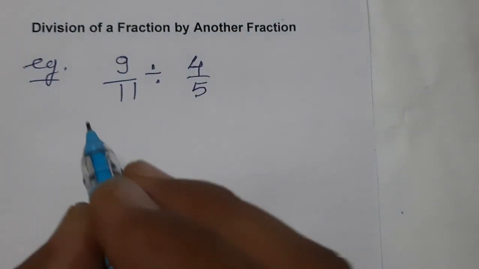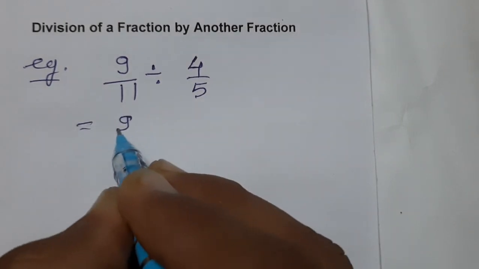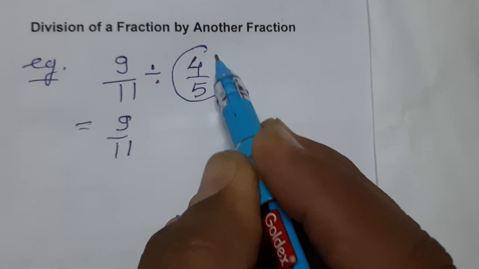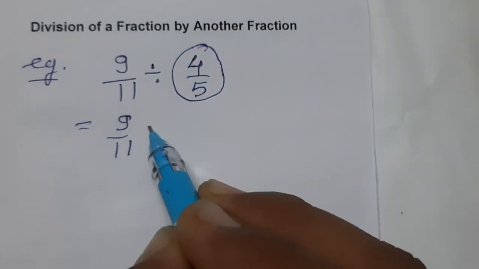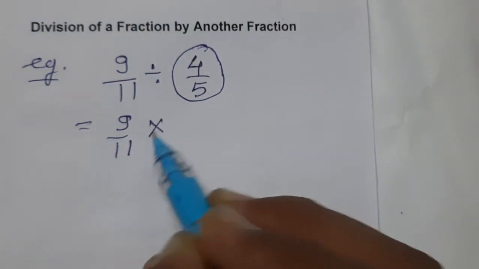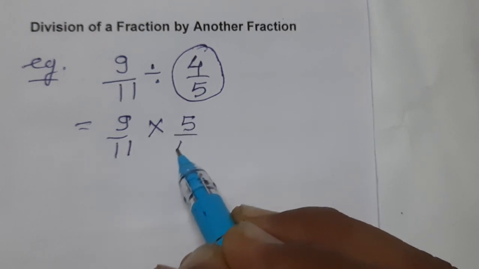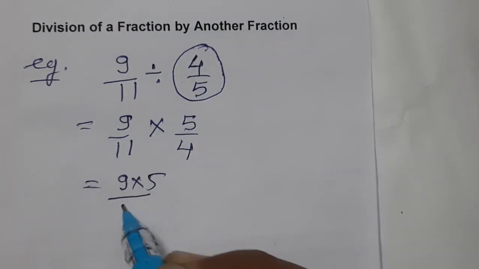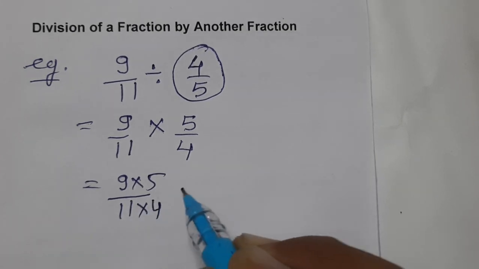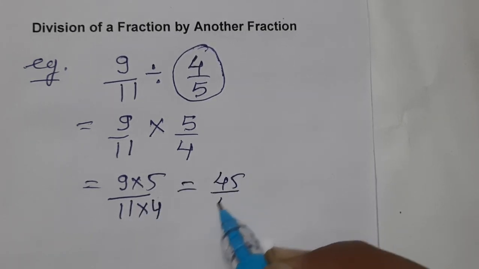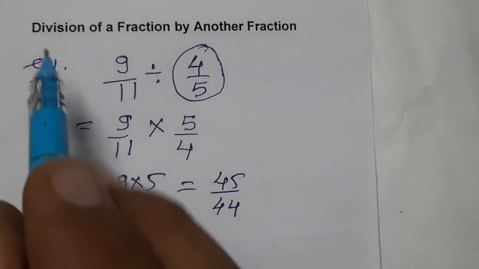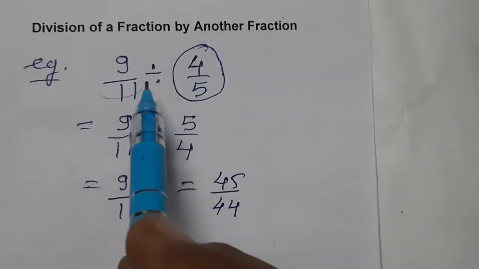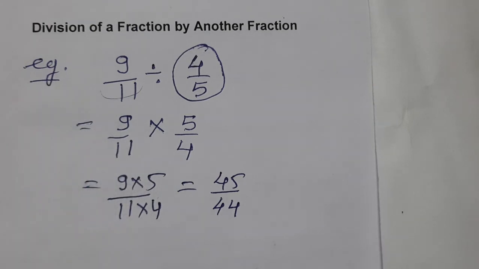What will we do in this also, children? We will always take the reciprocal of the right hand side. Don't take the reciprocal of the left hand side. Divide is changed to multiplication. 4 by 5 becomes 5 by 4. Now multiply numerator with numerator and denominator with denominator. So we have divided a fraction with another fraction. So there are three cases we have studied.